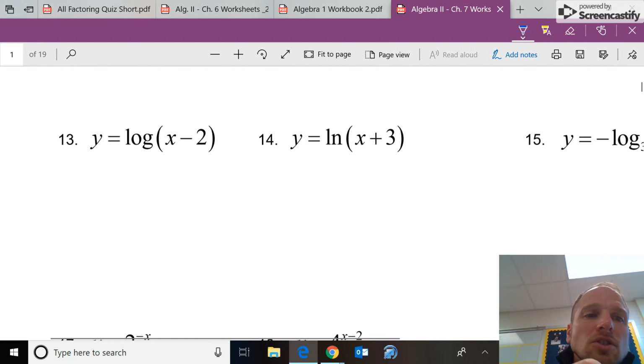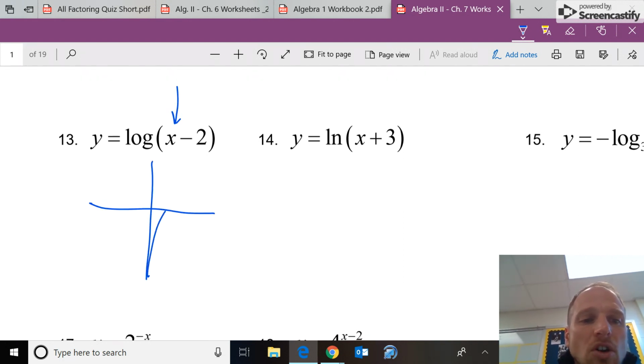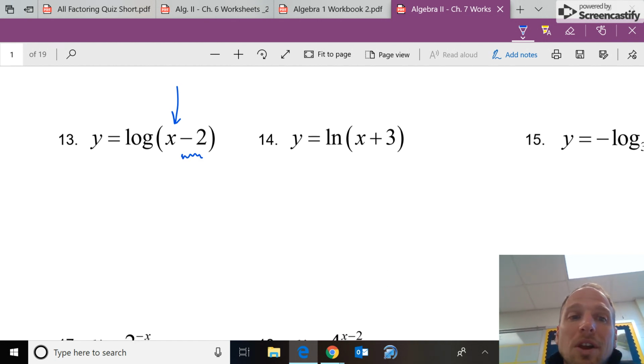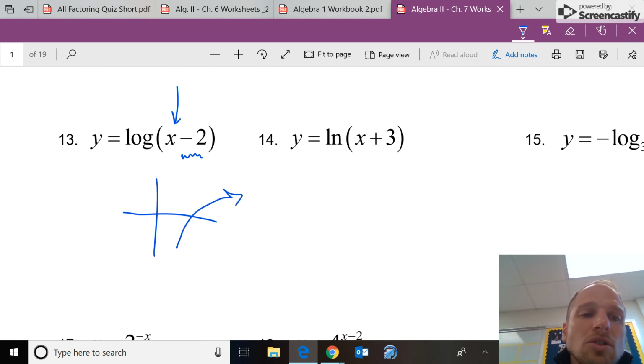So let's look at this transformation here. We know that a log is going to look like that, right? That's the basic. But if we look here, this x minus 2, remember, we've done these before. If it's inside the parentheses with the x, we have to do the opposite. So instead of going left 2, that's actually going to translate this right 2, okay? Right 2, we would have the asymptote at 2 going through the point 3, 0.